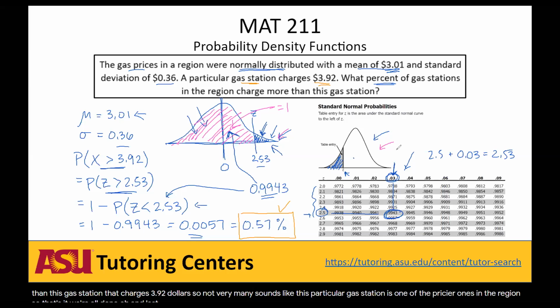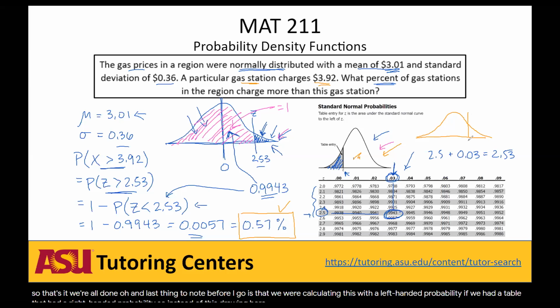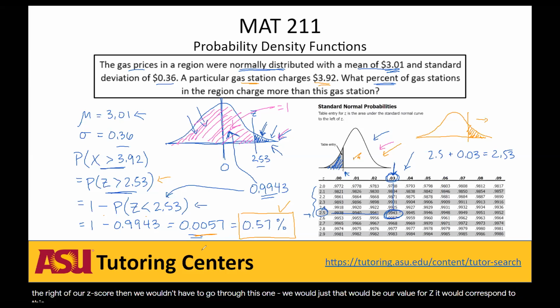Oh, and last thing to note before I go is that we were calculating this with a left-handed probability. If we had a table that had a right-handed probability, so instead of this drawing here, we had something that looked like this, where we were getting everything to the right of our z-score, then we wouldn't have to go through this 1 minus. That would be our value for z. It would correspond to this number here. But since we have it looking the other direction, we have to do this 1 minus to get the probability that we're looking for. So great, all done.